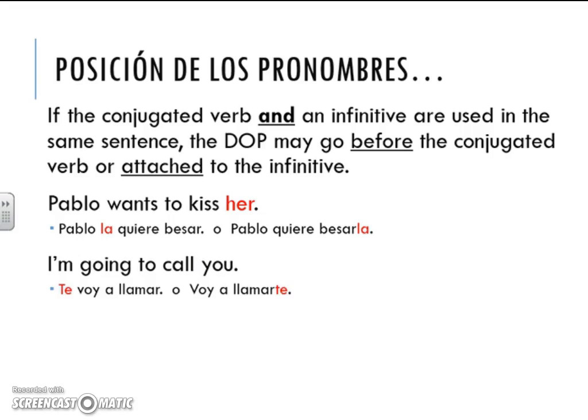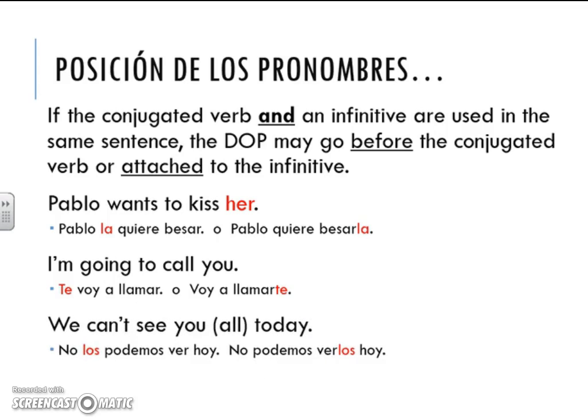So another example is I'm going to call you. So we have ir plus a plus the infinitive, talking about what we're going to do in the future. So it says "te voy a llamar" or "voy a llamarte." So our "te" is our direct object, so I'm going to call who? You. So we can put it before "voy," or we can attach it to the infinitive.